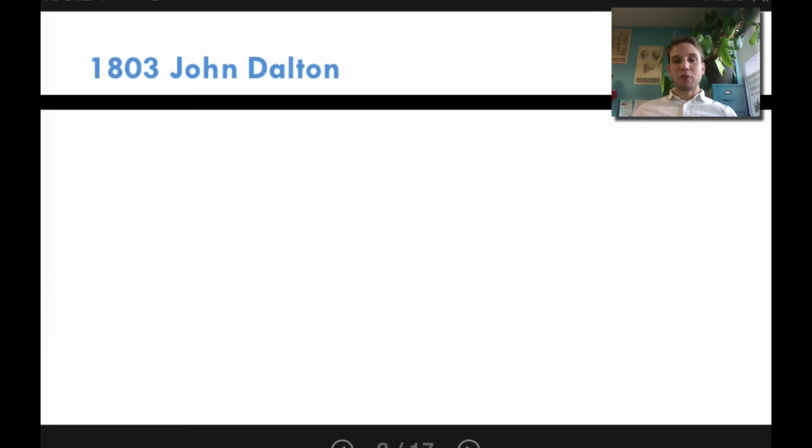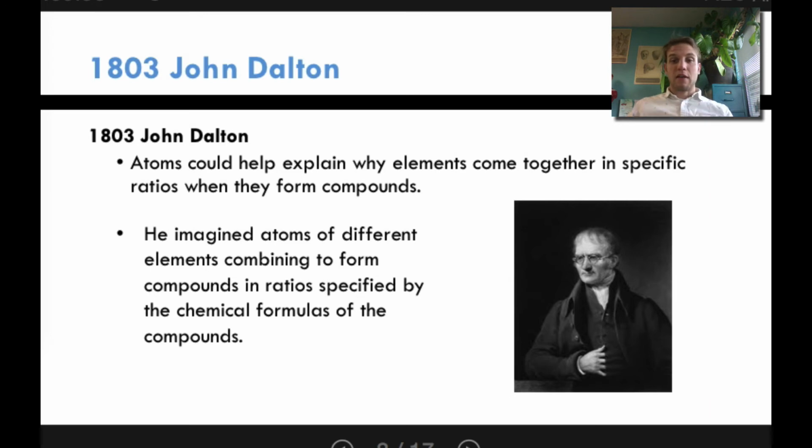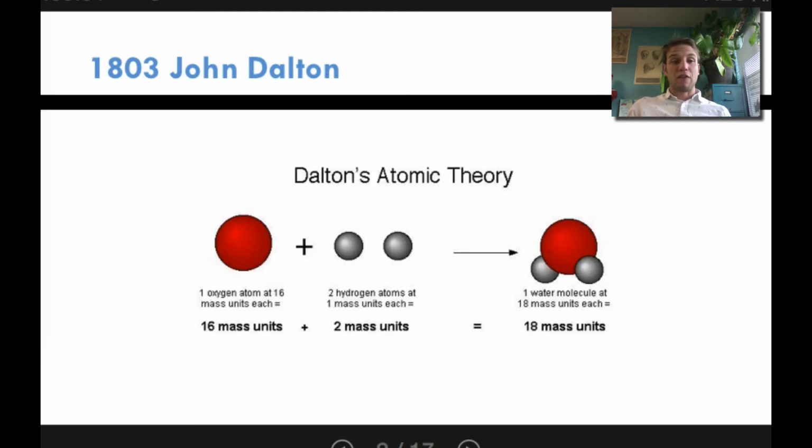Anyway, in 1803, British scientist John Dalton suggested the idea that atoms could help explain why elements come together in specific ratios when they form compounds. And we've already seen that with a couple of the activities we've done. He imagined atoms of different elements combining to form compounds in ratios specified by the chemical formulas of those compounds. For example, if oxygen came together with two hydrogen atoms, then you'd see one water molecule with a ratio of 2 hydrogens to 1 oxygen.